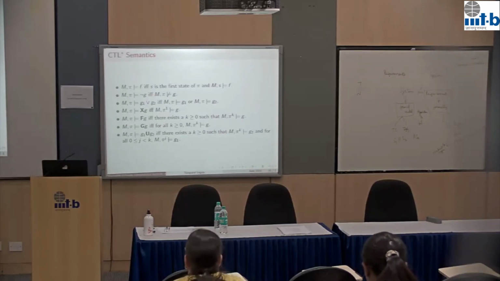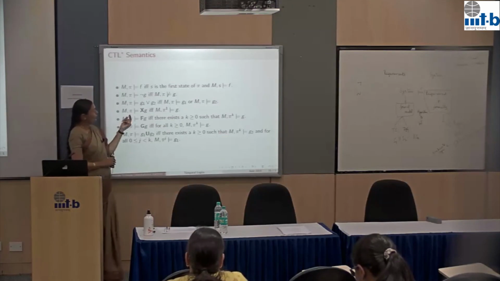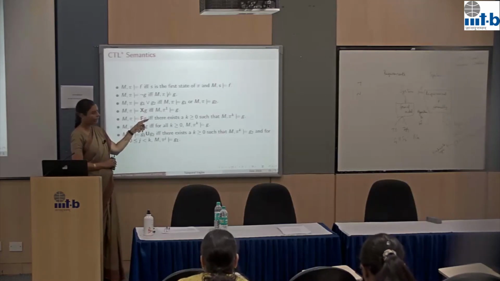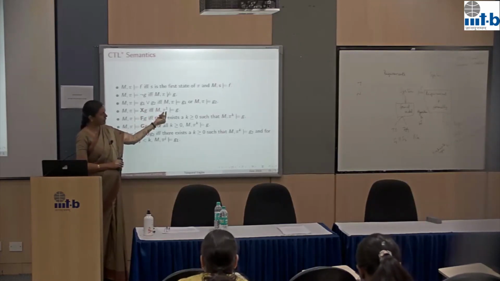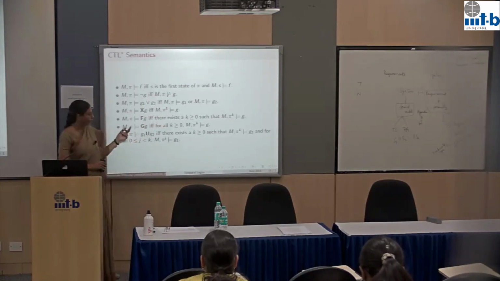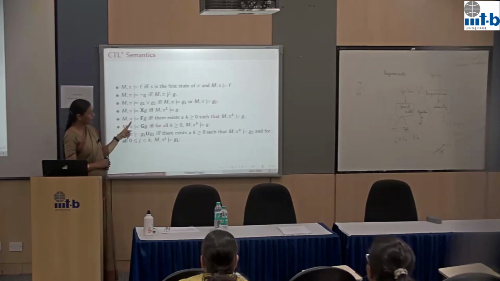Next, future, global, until. These always exist, the negation and OR. We won't revisit them. So what does next say? In the model M, in a path pi, in the next state, G will be true. So the next state is given like this. It means that take the path pi, chop off the first state, start from the second state. That's the superscript 1.